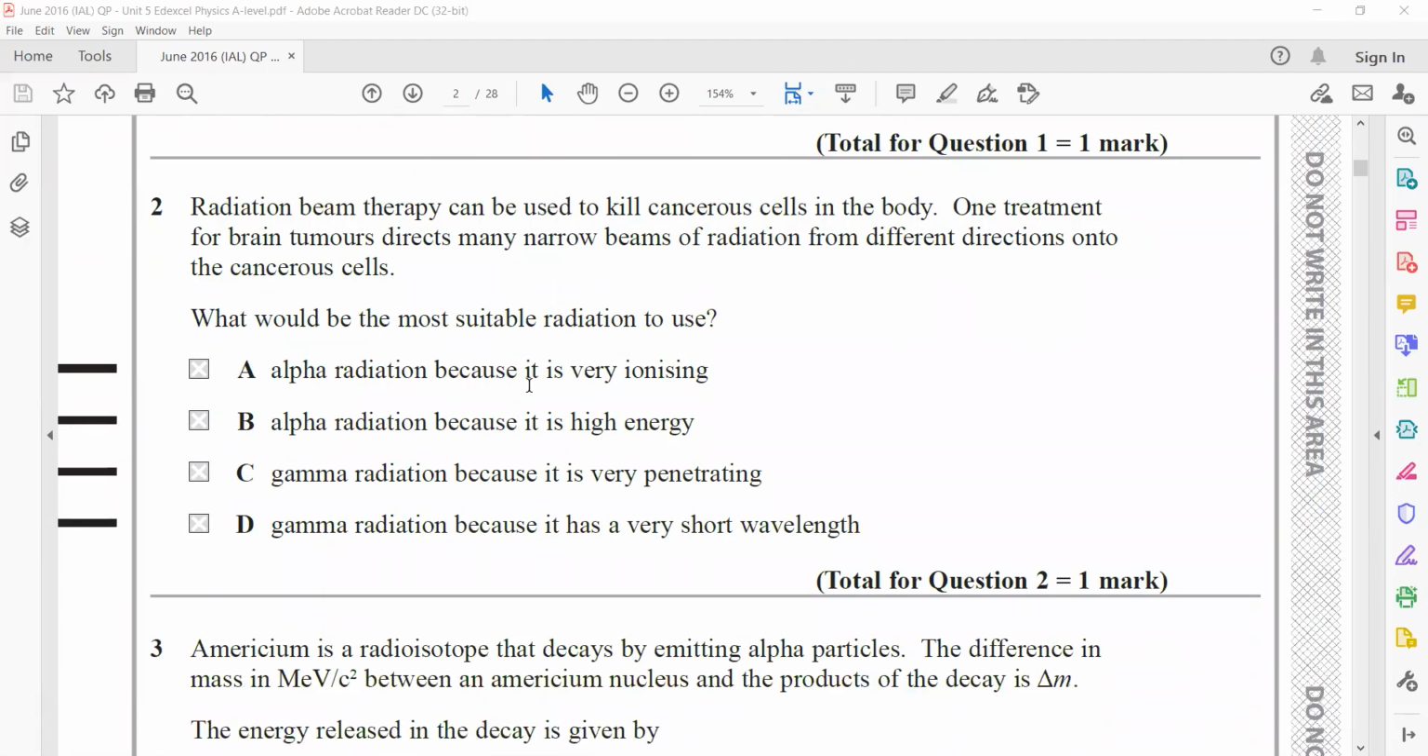Radiation beam therapy can be used to kill cancerous cells in the body. One treatment for brain tumor directs many narrow beams of radiation from different directions into a cancerous cell. What would be the most suitable radiation for this? Gamma is the most suitable because it is highly penetrating, so it can pass through easily.